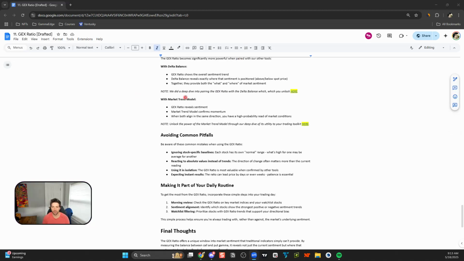Also with the market trend model, when the GEX ratio reveals sentiment, we want to see that confirmation via momentum. That's exactly what the market trend model does. And when both are aligned in the same direction, thinking SPX as an example, that GEX ratio moving higher, market trend model moving higher, that is a good sign in terms of overall market health.